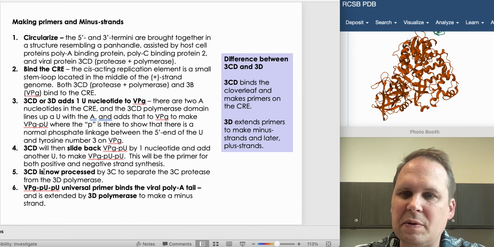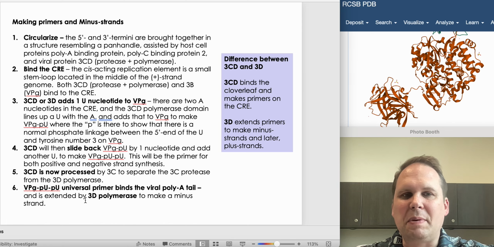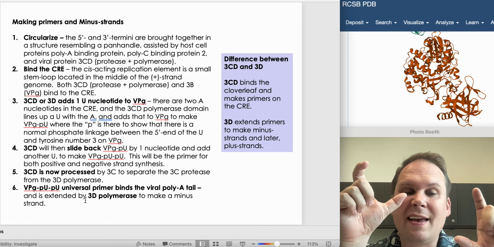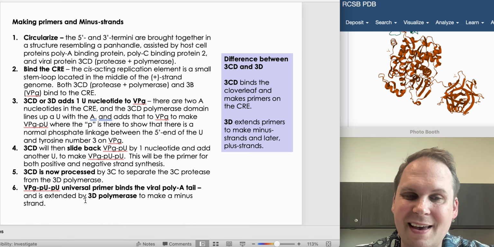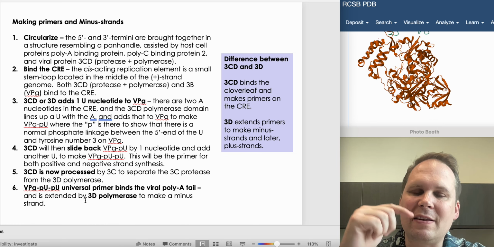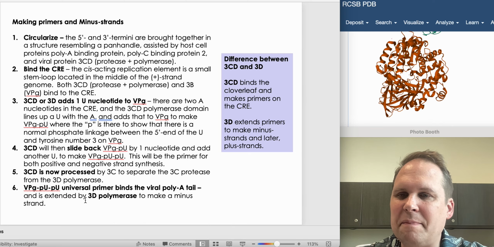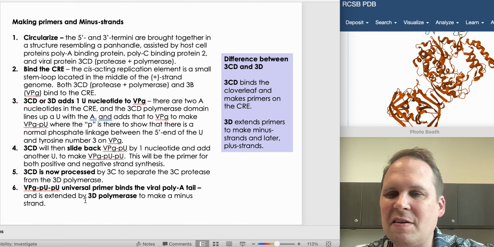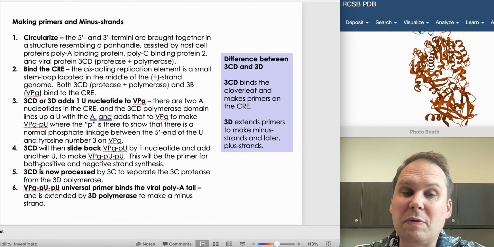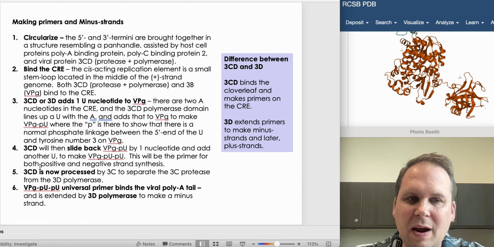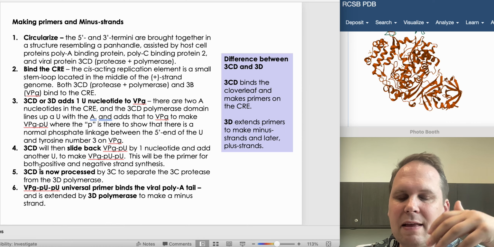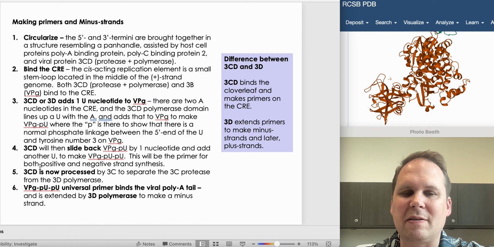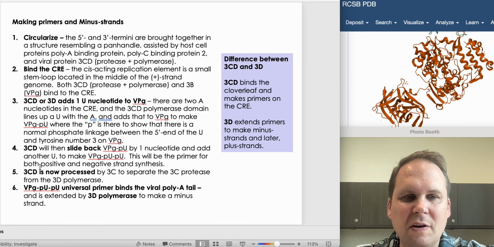And that's just what we showed. 3CD will at some point be processed, and this is probably going to happen when another 3CD, like they probably can scratch each other's back. They can probably cleave each other, but they probably have great difficulty cleaving themselves. And so eventually you make enough copies of this that they find each other and activate each other. And from this point, 3D polymerase we know can use primers, but 3D polymerase can't make primers by itself. It needs to have 3CD there to make primers. That's how it's currently understood.